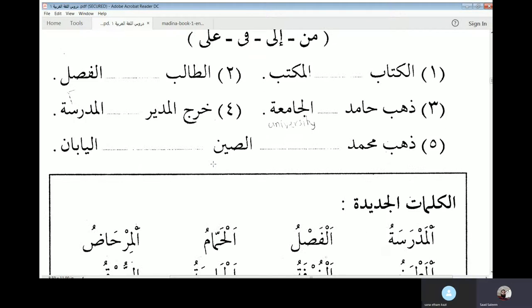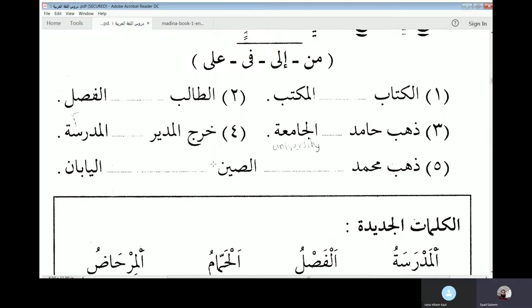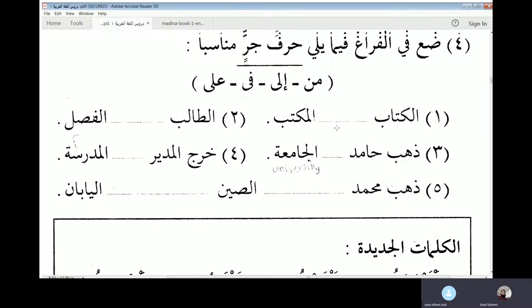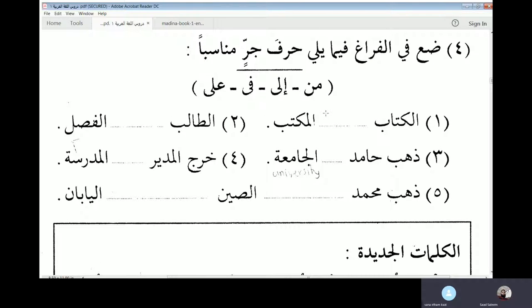Good. Al-kitab. Five blanks. Fill the first three. Okay. Al-kitabu ala al-maktabi. The book is on the table.